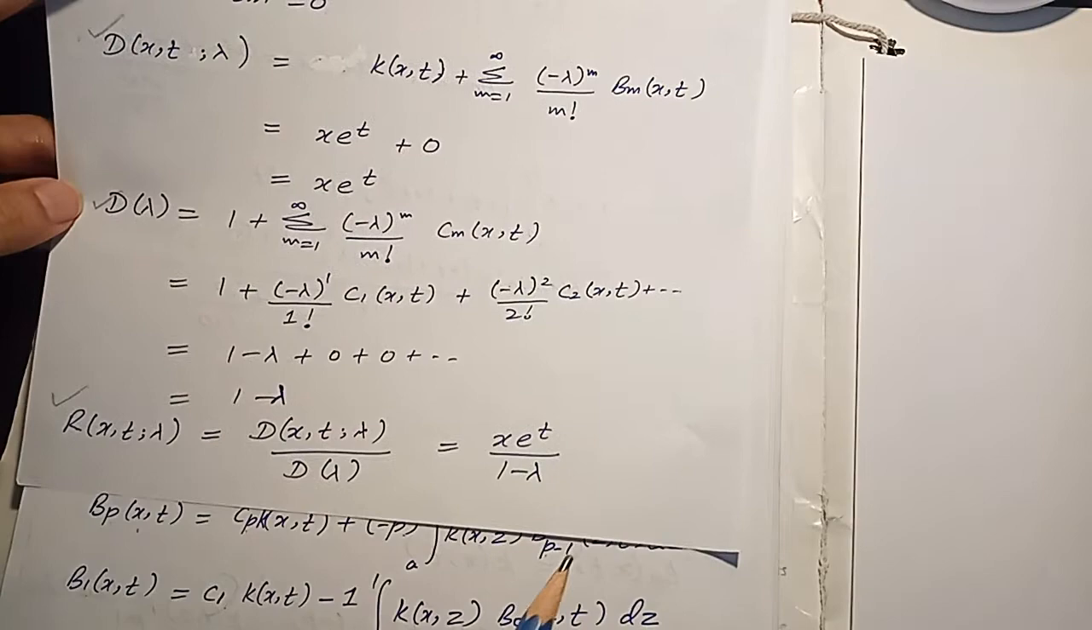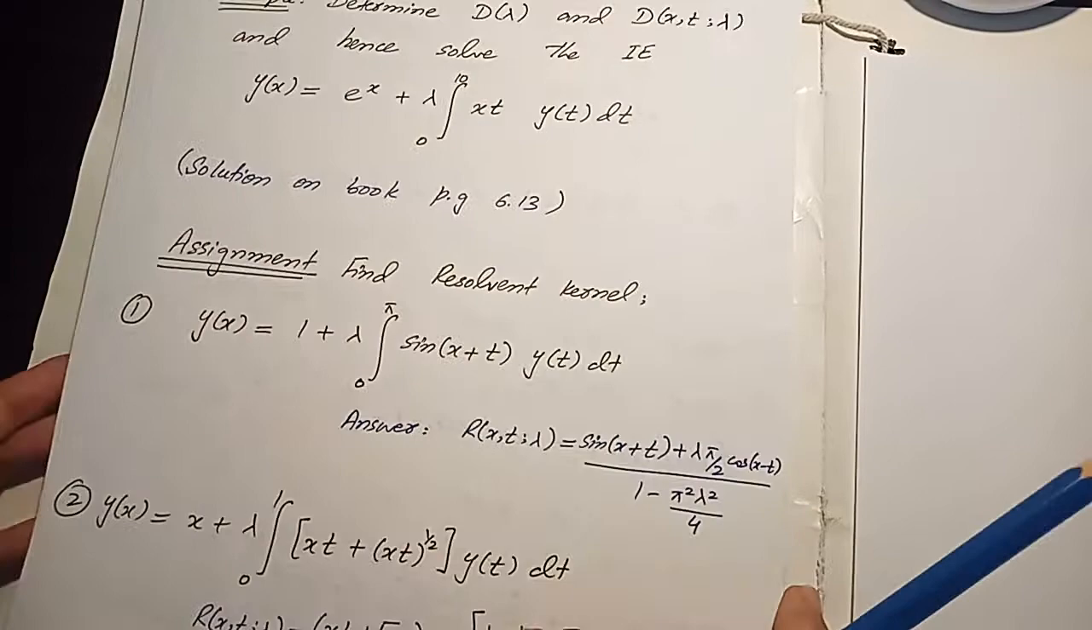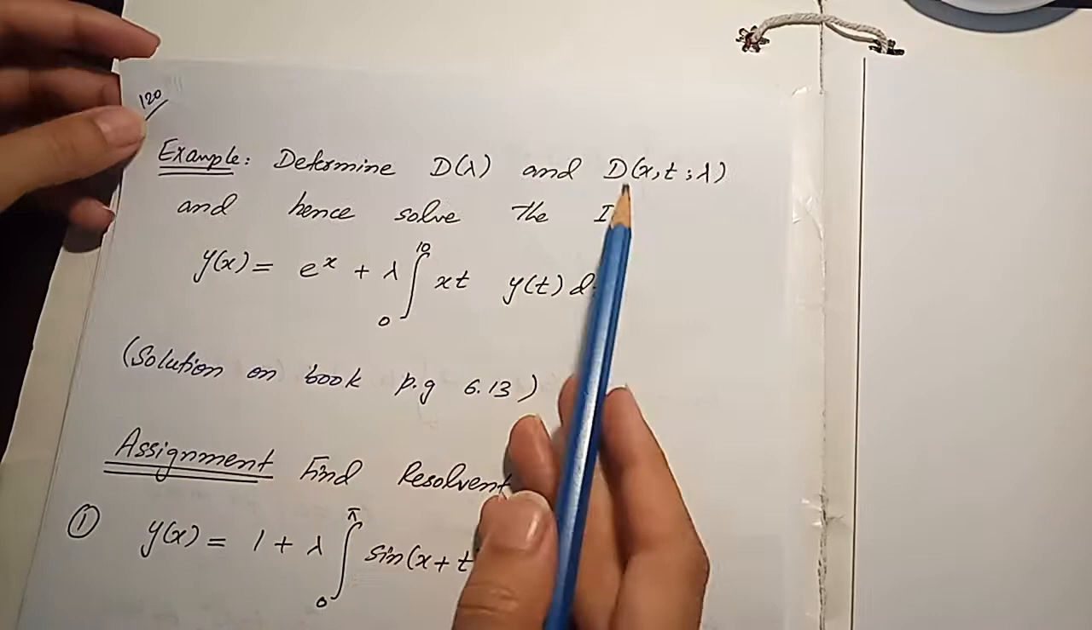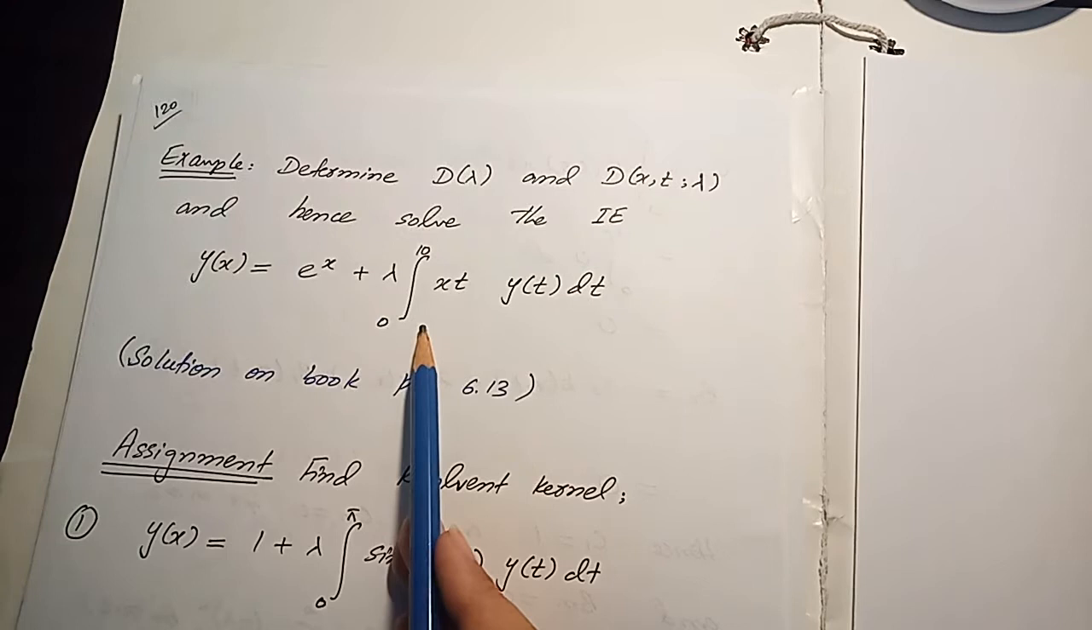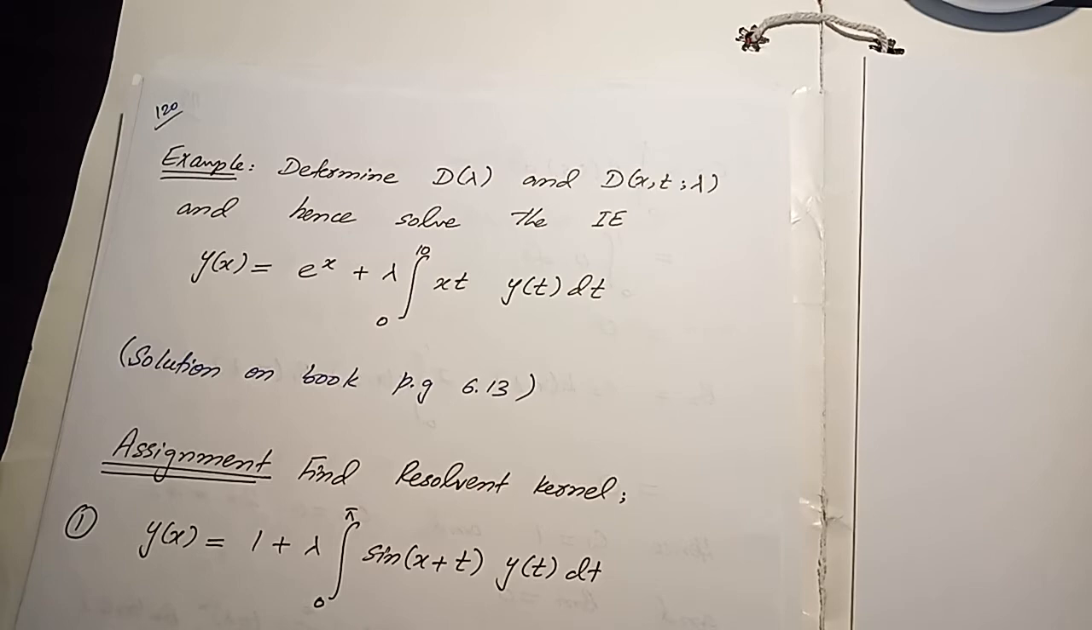Only the way of finding C1, C2, B1, B2 was different. Okay, now we are going to find d of lambda and d of xt lambda, and hence we are going to solve the integral equation. And its solution is given in the book, page 6.13. We are going to solve it through the book.